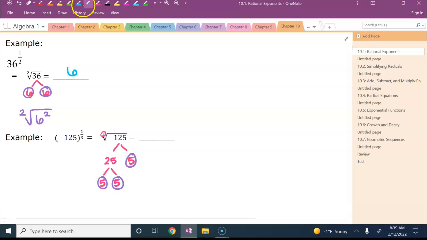So it's going to be a 5 that comes out, but because there's a negative sitting underneath that cube root sign, I want to make sure that I make the 5 negative, because negative 5 times negative 5 times negative 5 would get me that negative 125 that I'm looking for underneath that radical sign.